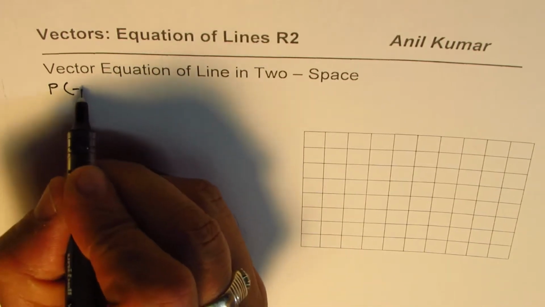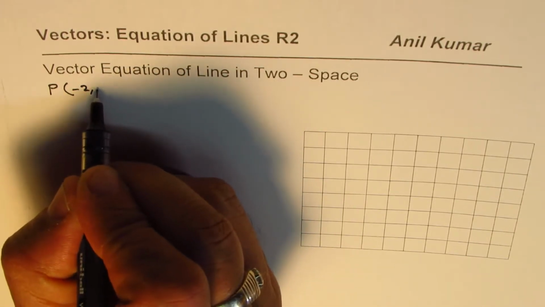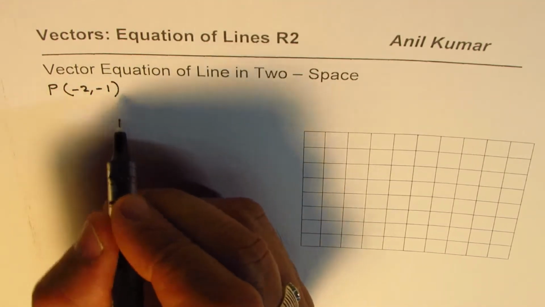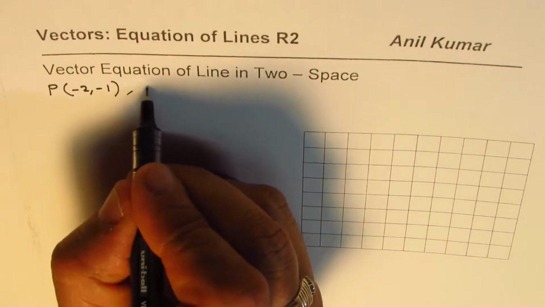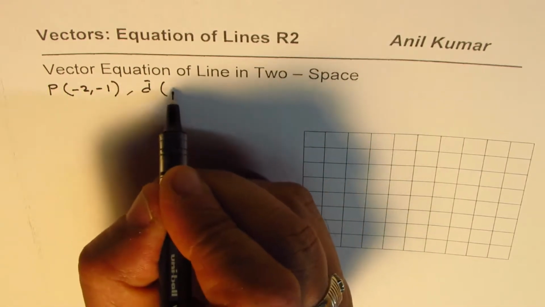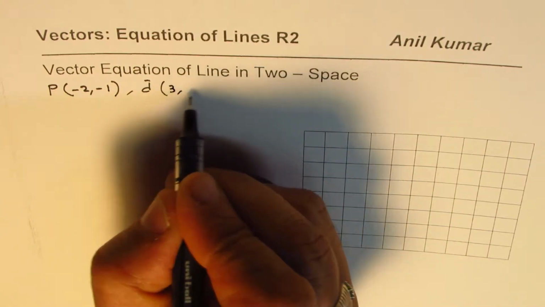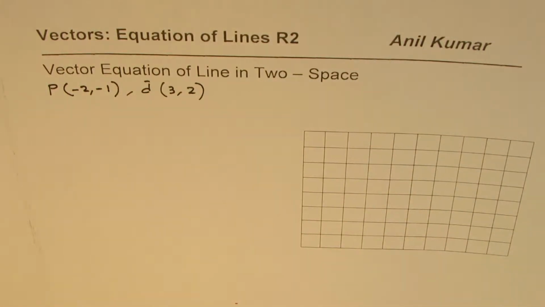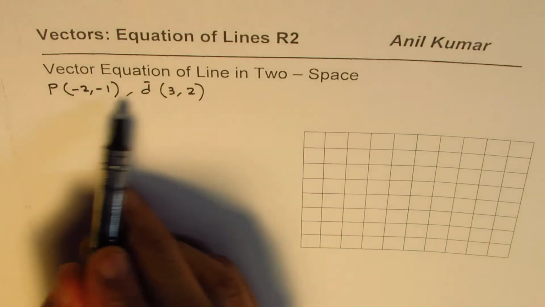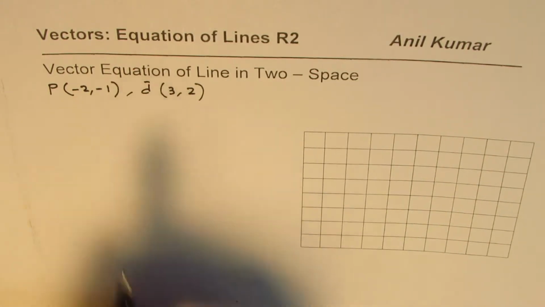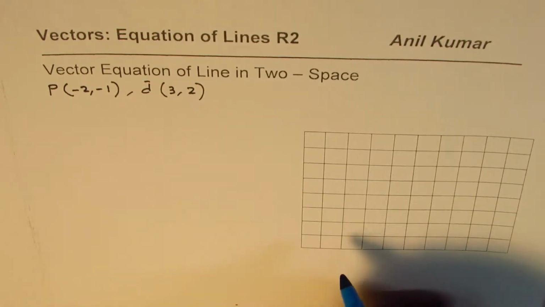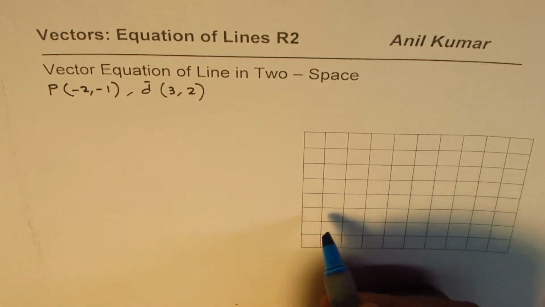Let's say the point is minus 2, minus 1, and let's take the direction of the line to be 3, 2. Let this be the direction of a line. So we'll write different forms of equations for this condition where a point is given to us and the direction is given to us. So first let me sketch and then we'll write down different equations.